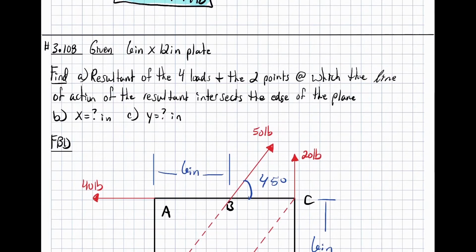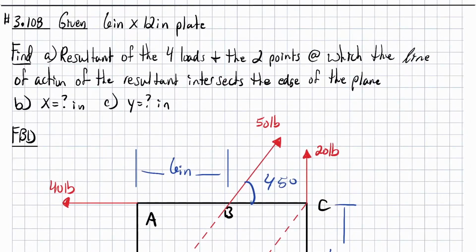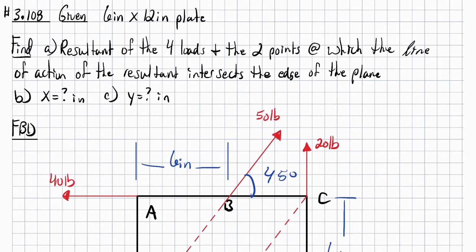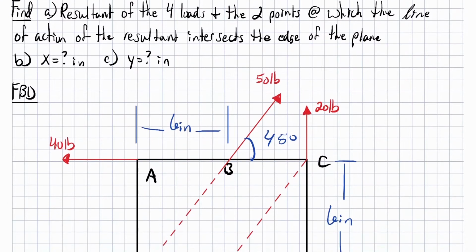Alright, next problem on our list, 3.108. They give us a plate 6 inches by 12 inches. They're asking us to find the resultant of the 4 loads and the 2 points at which the line of action of the resultant intersects the edge of the plane. Okay, that was a lot of words. If you get any kind of confused about what they're asking us for, all they're asking us to do is to find the line of action. So we need to find the resultant force and the line of action at which they cross in the plate.